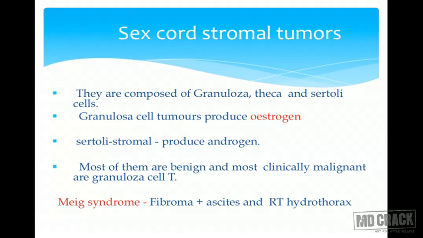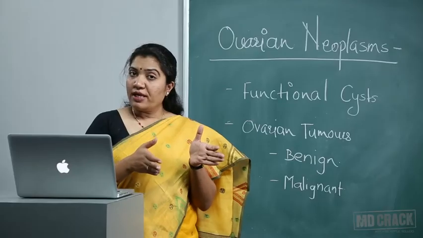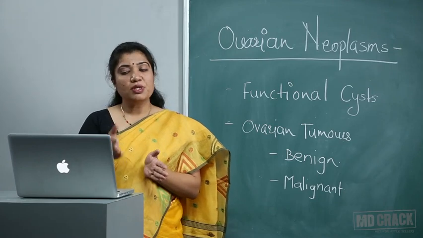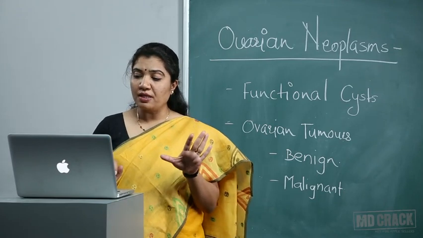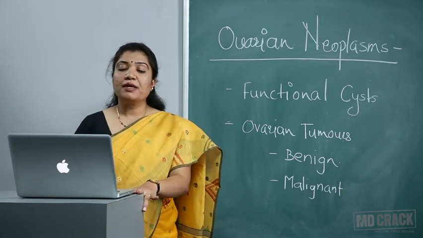Coming to the sex cord stromal tumors, they are composed of granulosa, theca and Sertoli cells, which is the sex cord stroma from where the ovarian stroma forms. As we all know, granulosa cell is a source of estrogen. So if we have a tumor of granulosa cells, imagine that tumor is going to secrete lots of estrogen. Sertoli cells produce lots of androgen. Most of them are benign, but the clinically malignant one is granulosa cell tumor.